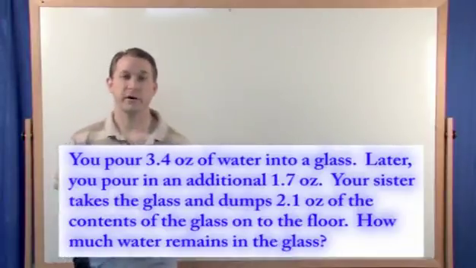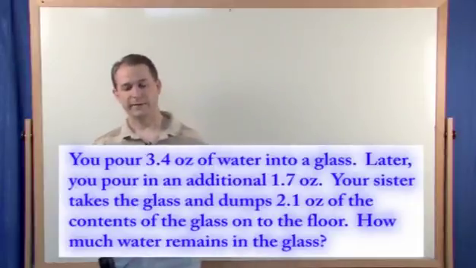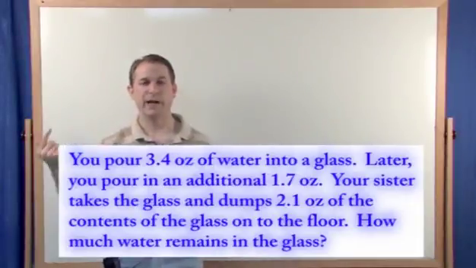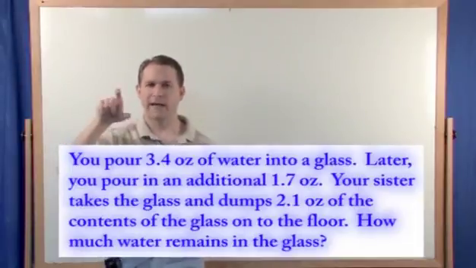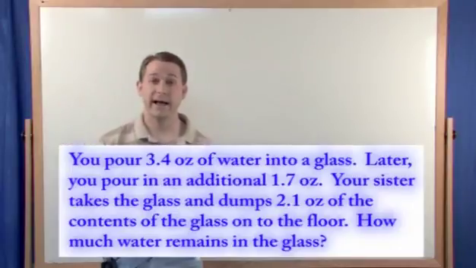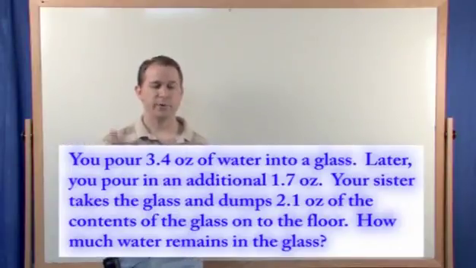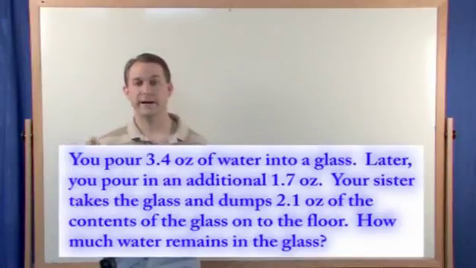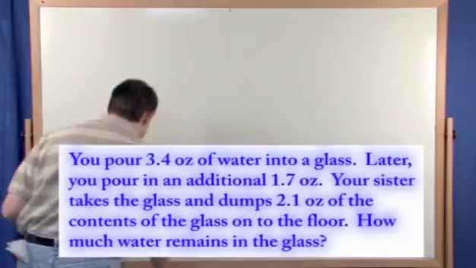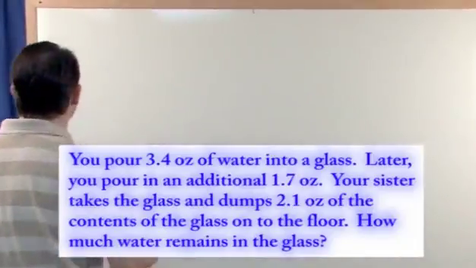So this problem is going to involve addition and subtraction because the first thing we see, we add some water to it, 3.4 ounces, and then we add some more water to it. So we want to add those two amounts together to find out how much water was in the glass. Okay? And then we pour out 2.1 ounces, and we do subtraction there to find out how much water remains in the glass. Okay? So let's go ahead and look at a picture. I think pictures help. Okay?